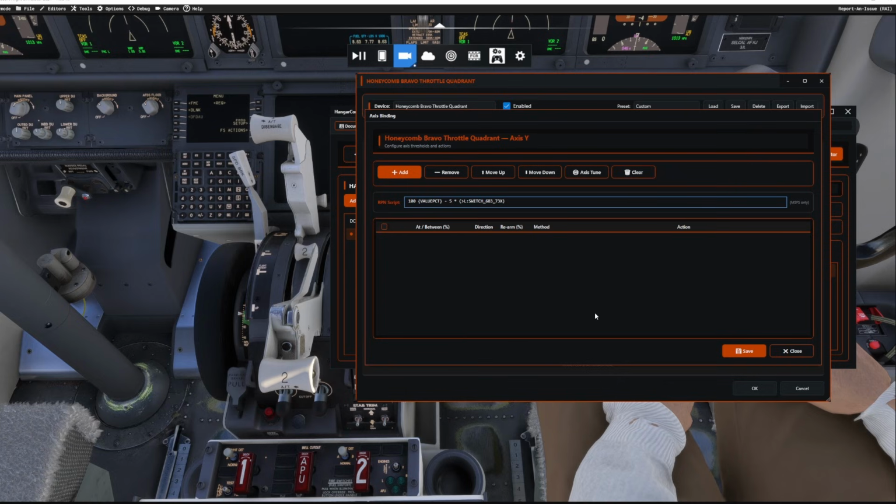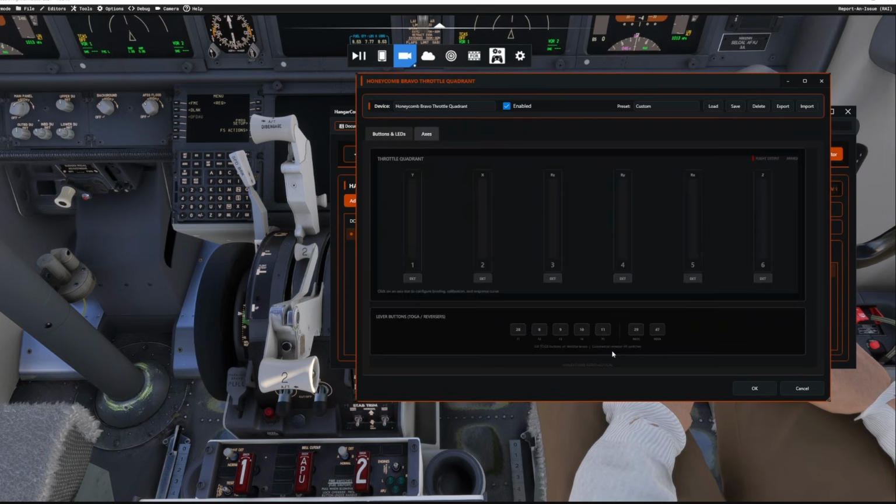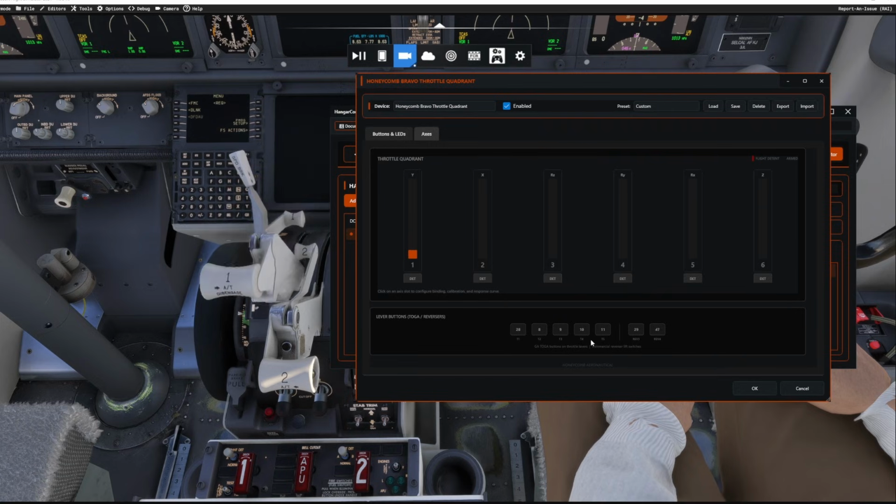a minus sign. Now it's very important to remember, the minus sign does not mean subtract in this particular thing. In scripting, it means invert. It simply means reverse the action first, then do your math. Okay, so when we hit save now, we get it going in the correct direction.